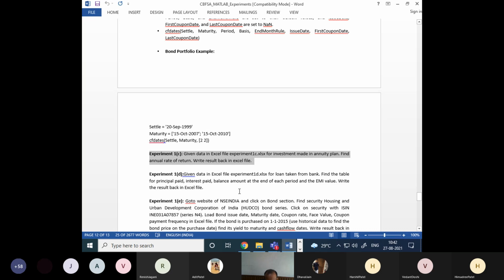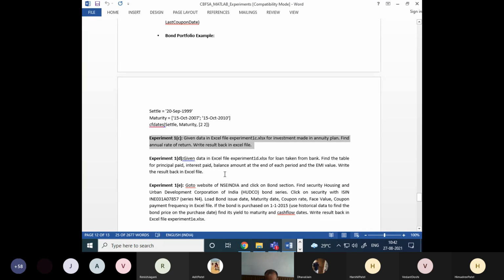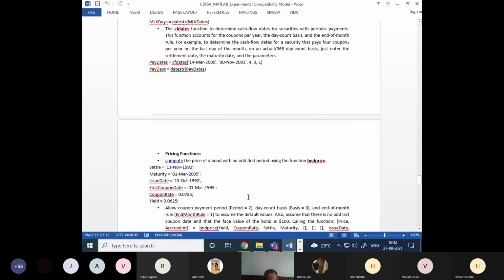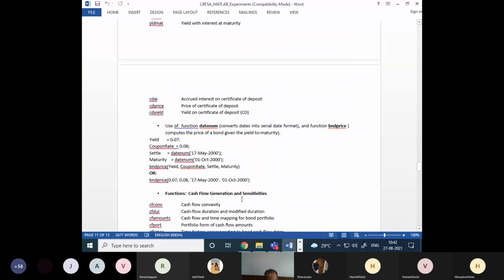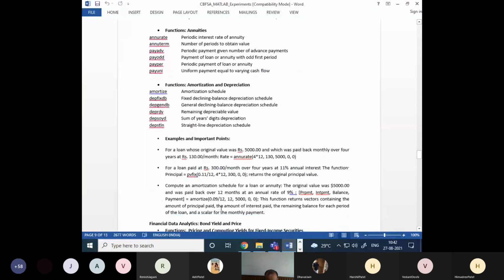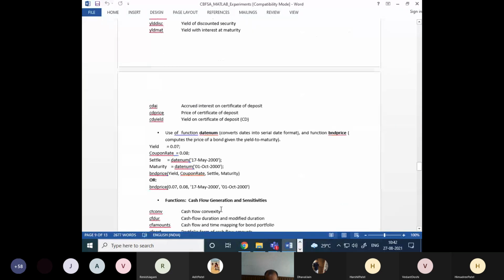So that you can do. I hope this particular thing is clear. This experiment 1C, I expect you to complete. Don't be passive. Then we now go to the next experiment that is related to loan amount.